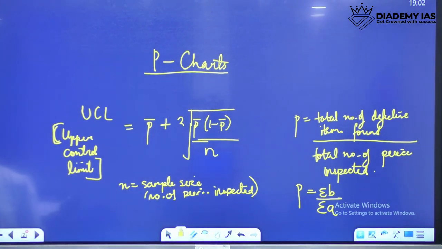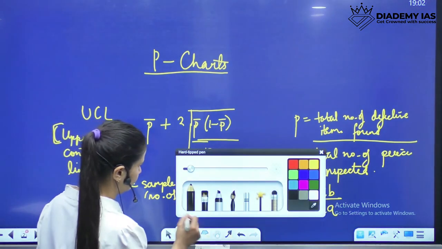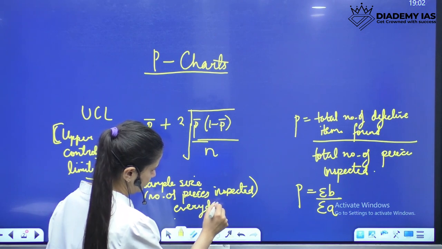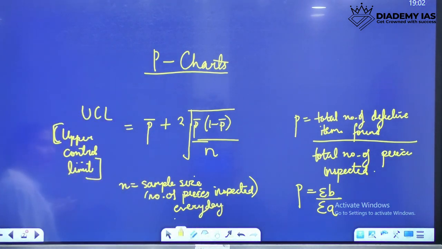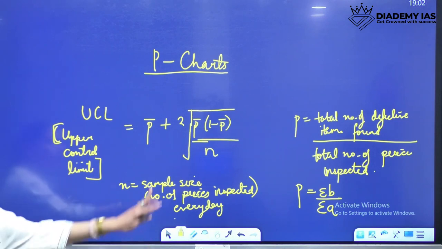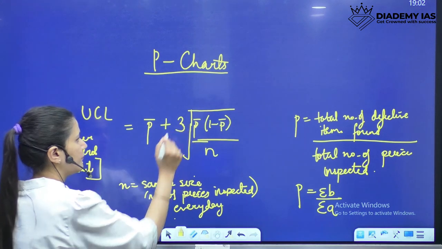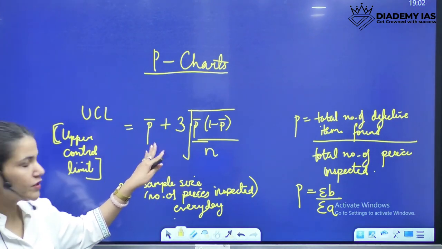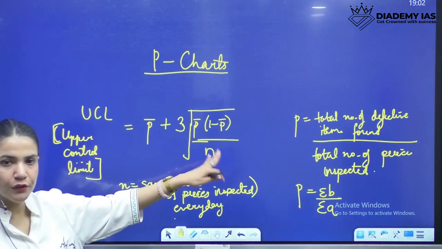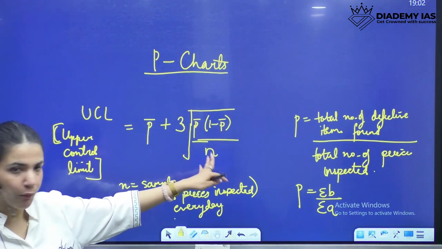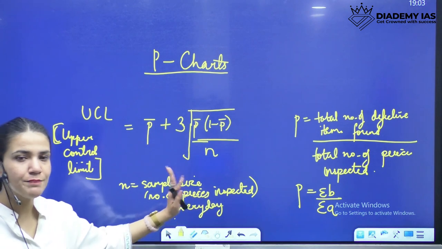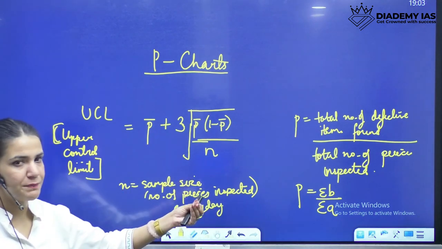Just see this formula. This is basically the formula where this is 3. So this is how the upper control limit is calculated: P bar plus 3 under root P bar into 1 minus P bar, whole upon N, right? As you can see here also, N is the sample size, or the number of pieces that are inspected every day.